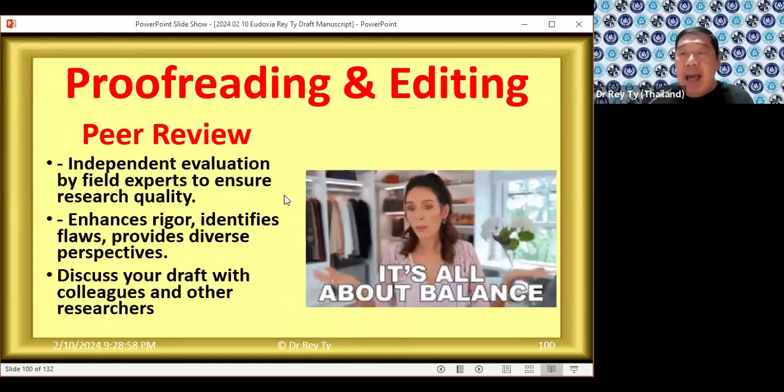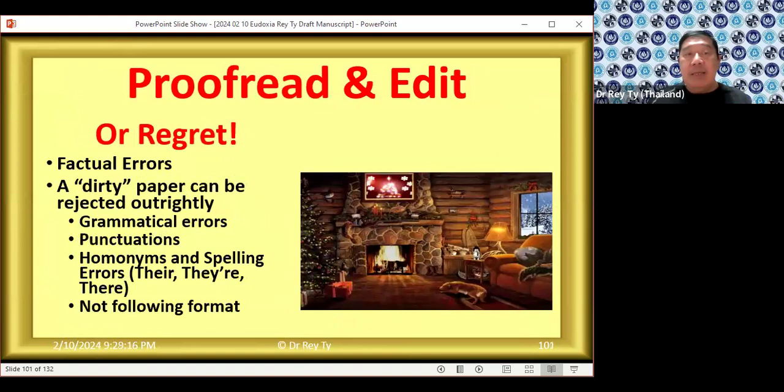And then peer review, ask your colleagues, other faculty members, or your classmates to read what you have written, since they more or less know what you're doing. You are studying in the same department or field or faculty. So they can give you feedback on what you've written, including if you have factual errors, a dirty paper, many grammatical errors, problems with punctuation marks, spelling errors, not following format. Your paper might be rejected because the reviewers will hate you for all of these useless errors they don't need to see. Very importantly, do not have factual errors too.